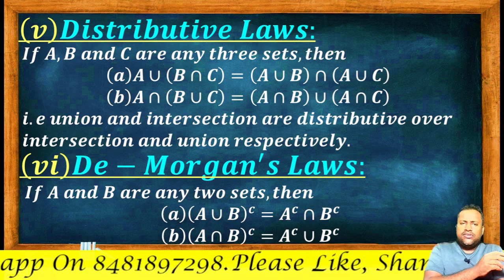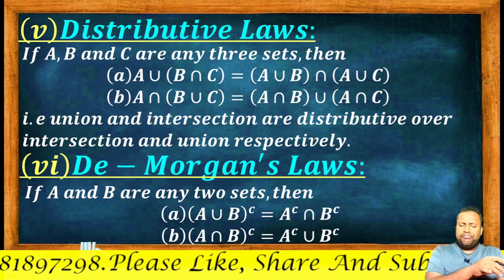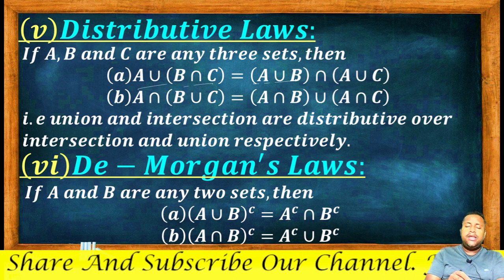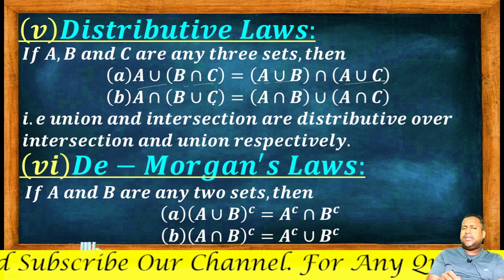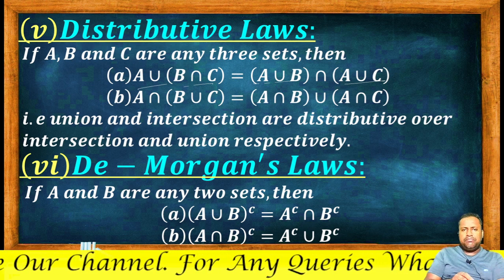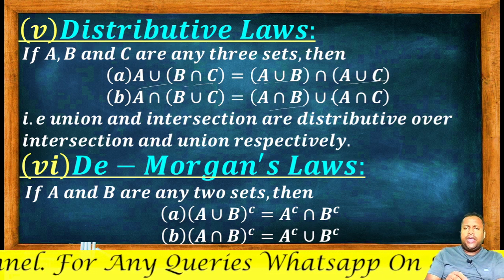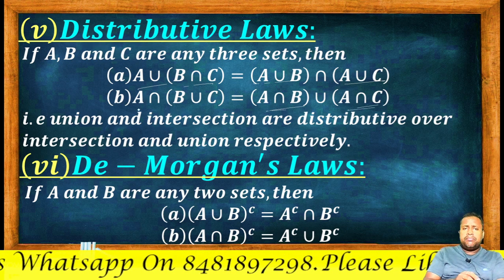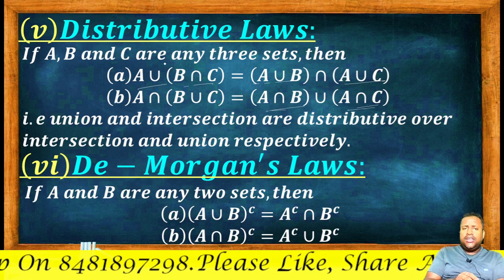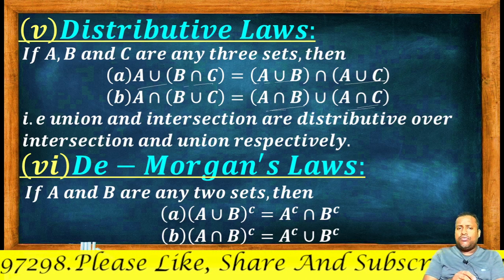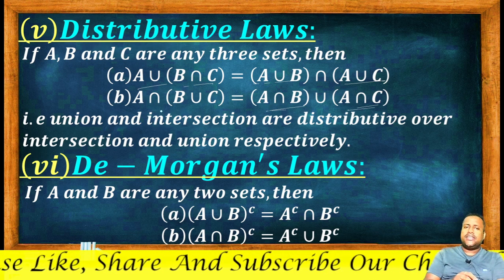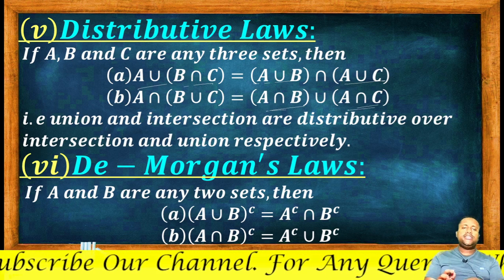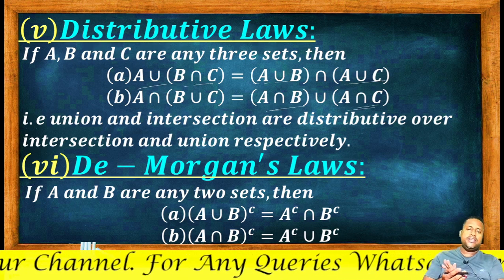And next one is distributive laws. What is distributive laws? For any three sets A, B, C, A union (B intersection C) equals (A union B) intersection (A union C), and similarly A intersection (B union C) equals (A intersection B) union (A intersection C). Here first, union is distributive over intersection, and second, intersection is distributive over union. That means union and intersection are distributive over intersection and union respectively.